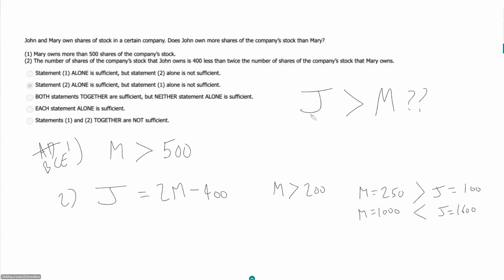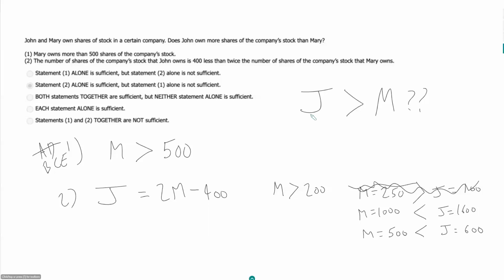So if we put our statements together, now let's see. Now when we put them together, we can't use this guy anymore. So let's see what happens if Mary owned exactly 500 shares. If Mary owned exactly 500 shares, John would own 600 shares. So here, we still have John being greater than Mary. So is this always going to be true now? I think it might be.